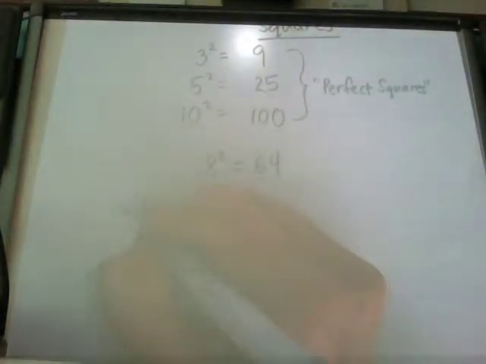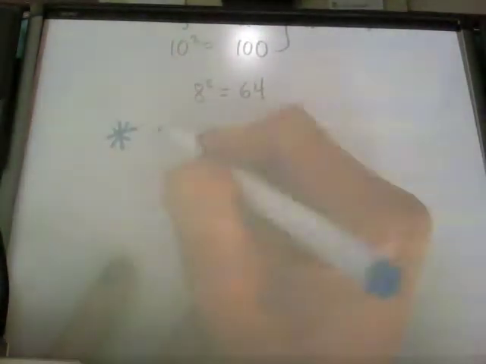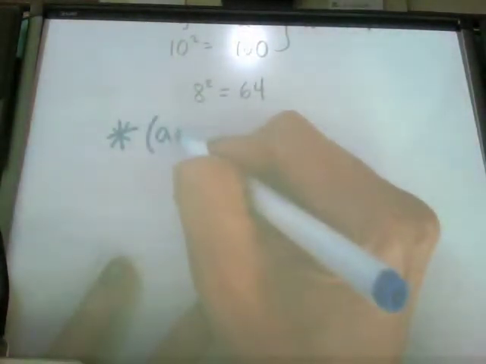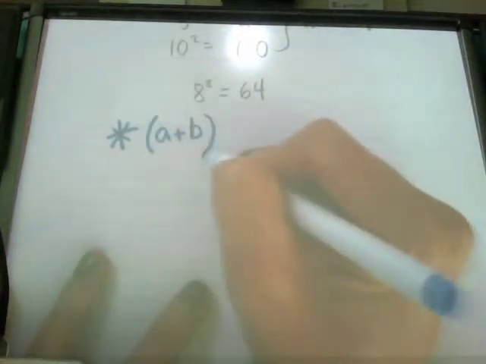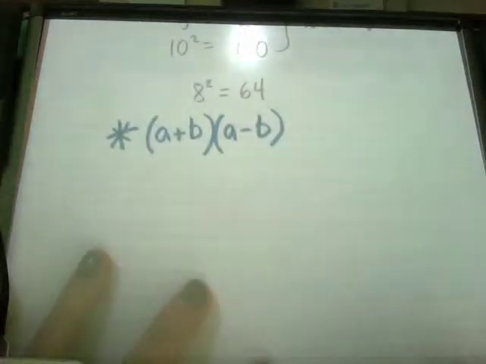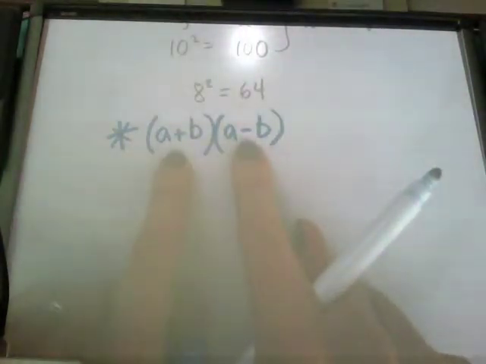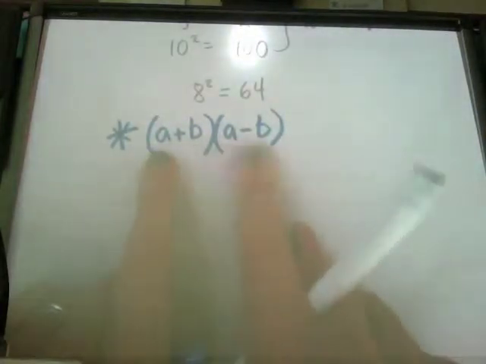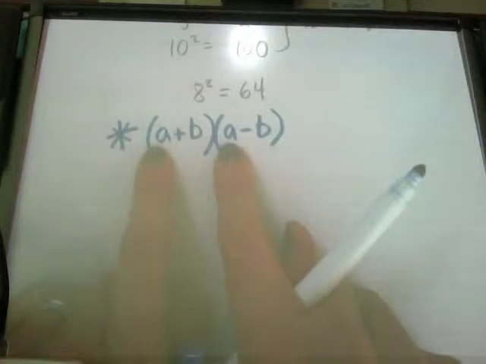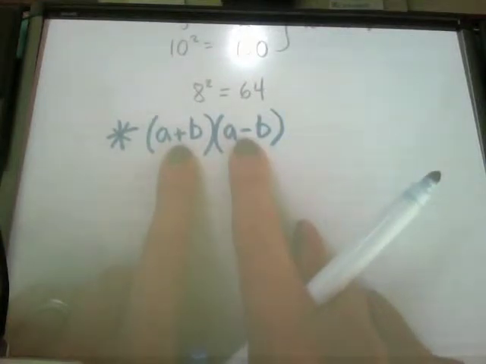Here's the pattern. I'm going to show you first with variables, and then we're going to do some examples. If you are multiplying two binomials that have the exact same numbers inside, except one has an addition sign and one has a subtraction sign, right? So this is the pattern. The numbers would be exactly the same. A and A represent the same number. B, B, that represents the same number. So it's exactly the same, except one's a plus and one's a minus.